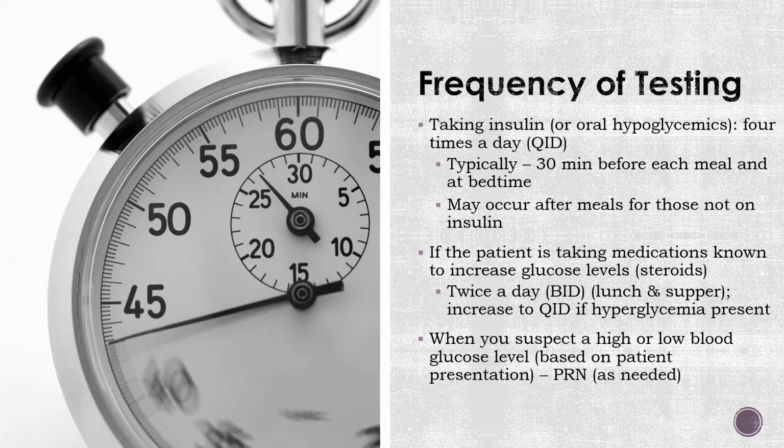But sometimes we need to check the blood glucose in non-diabetic patients as well. For example, if the patient takes certain medications known to increase blood glucose level, like steroids, we might need to check twice a day, or 4 times a day if hyperglycemia is present. Also, when you suspect a high or low blood glucose level based on the patient's symptoms, you will need to check the sugar level at random times as needed.